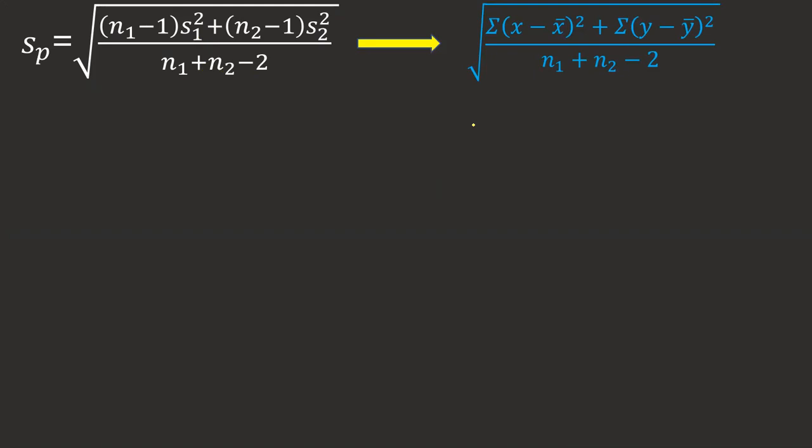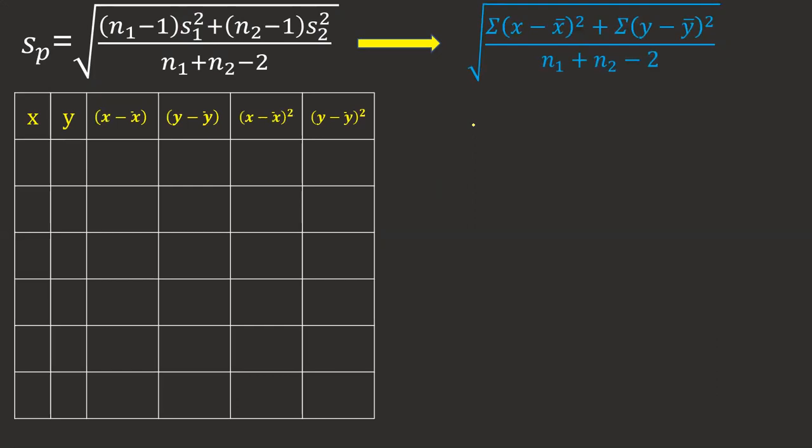Now we'll calculate this. The x and y values are already given here. As usual, we have done so many sums, so I'm just moving on. I'm going to find x bar first, then y bar, and then substitute here. Now, how to find x bar?